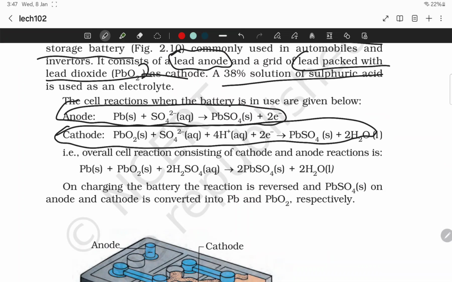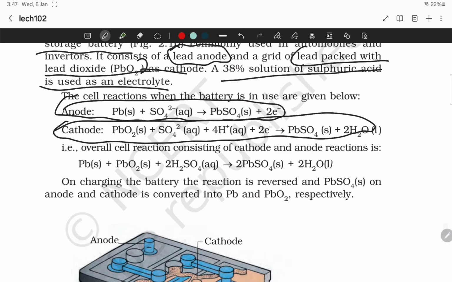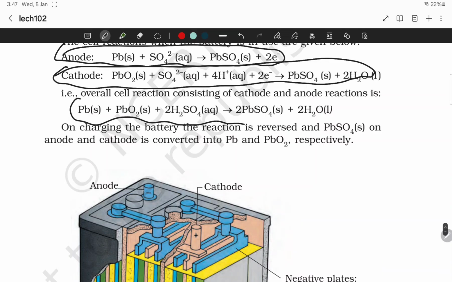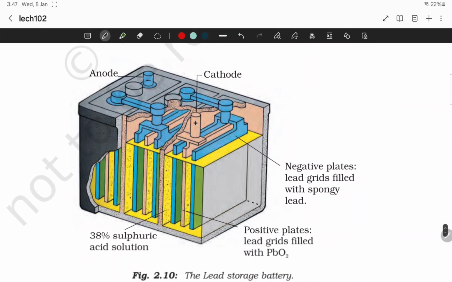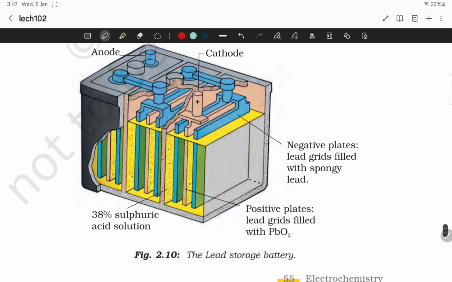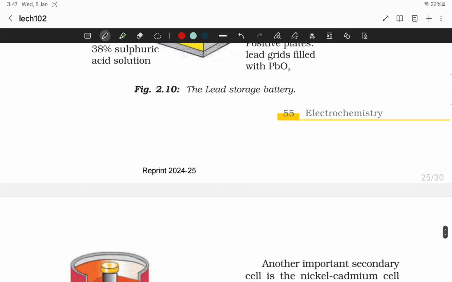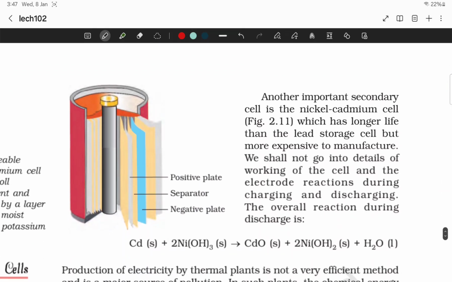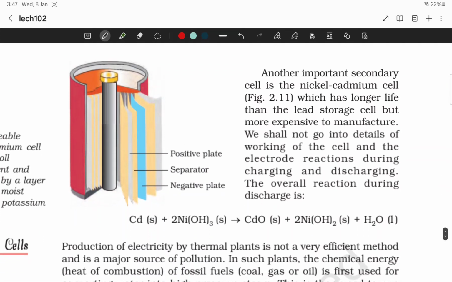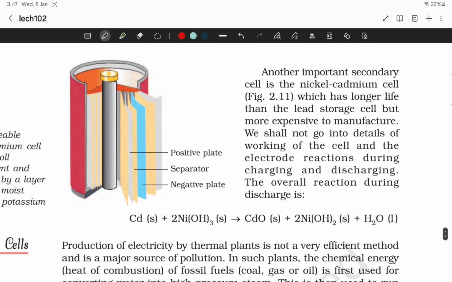A 38% solution of sulfuric acid is the electrolyte. Okay, the overall reaction also, just go through. We are getting PbSO4 as the product. This is the picture of the secondary cell, that is the lead storage battery. Now another important secondary cell is the nickel cadmium battery. It has a longer life than the lead storage battery, but it's very expensive.